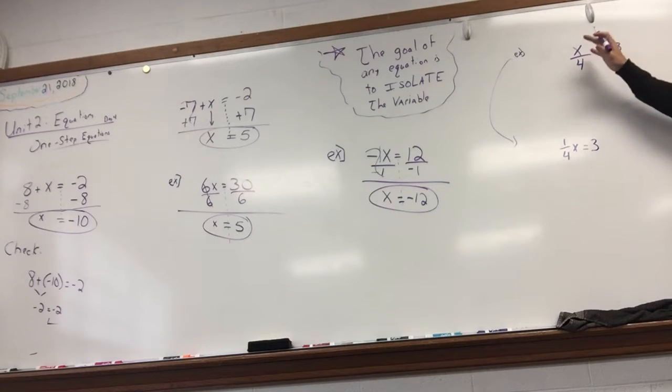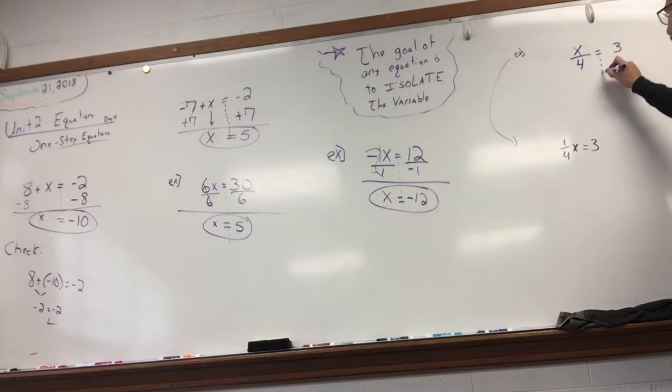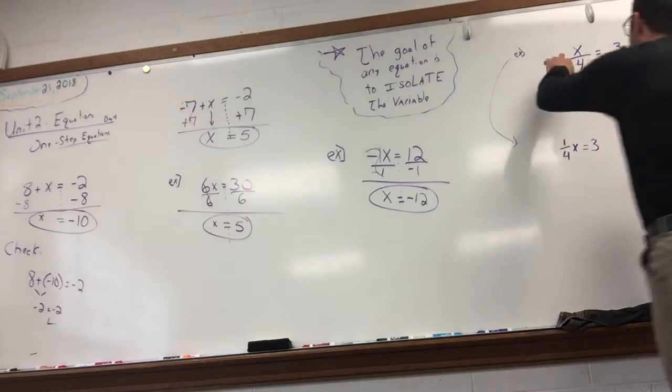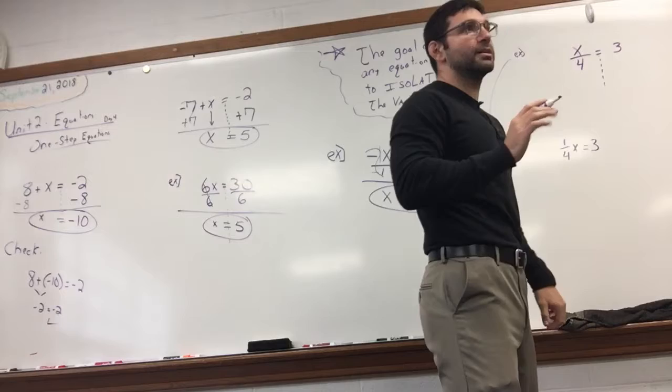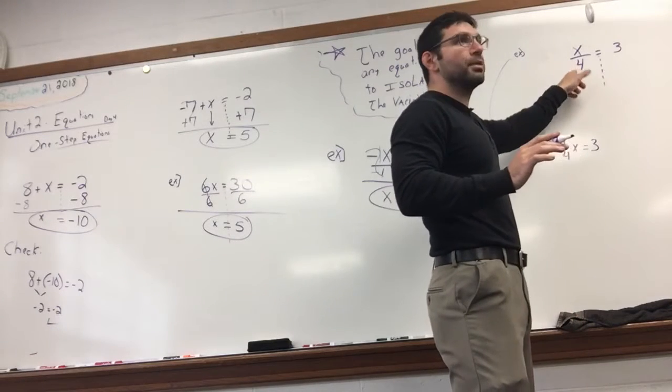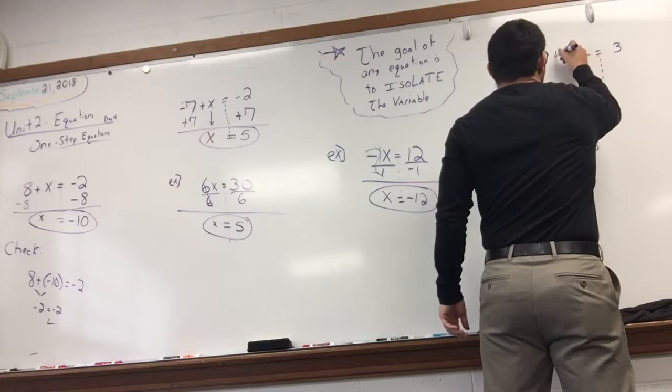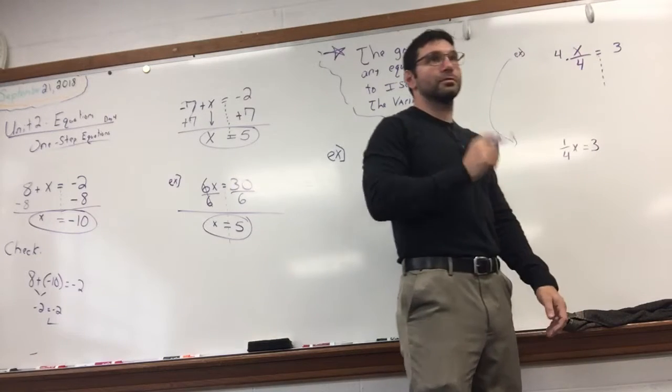To get rid of dividing by 4, what would we have to do? What's the undo? What's the inverse operation of multiplication? Divide is not correct. If we've got division, what's the undo? Multiplication. This is a little bit hard to understand. I am not multiplying the 4 by 4. I'm multiplying the numerator by 4.